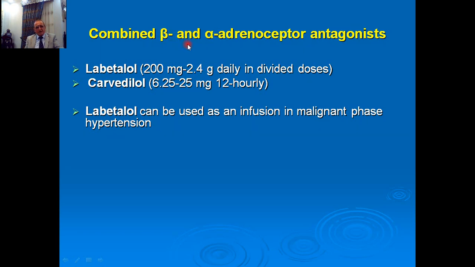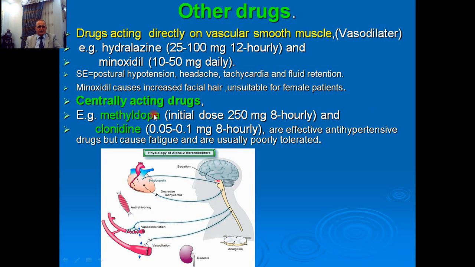Sometimes you use combined alpha and beta blockers like labetalol and carvedilol, especially useful for malignant hypertension. Other drugs are rare. They act mainly on smooth muscle directly, like hydralazine and minoxidil. And we have centrally acting drugs. I am mentioning these because methyldopa is one of the safest drugs used in hypertension in pregnancy. The so-called false transmitter, alpha methyldopa. It is a safe drug and can be used in pregnancy.